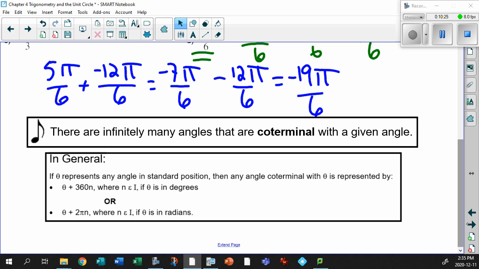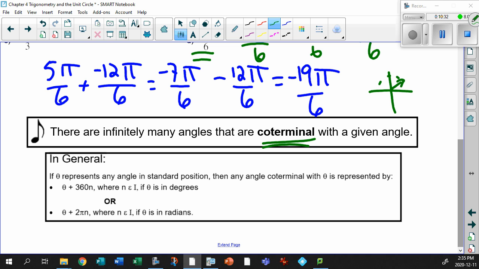In general, there are infinitely many angles that are coterminal, because think of the spinner. The spinner can go round and round in a circle for a long time, right? Infinite, for this given angle. So how do we do this? We have to remember, in degrees, we add 360 n, where n is some integer. In radians, we add 2 pi n, where n again is some integer. It always seems to be a multiple of either the degrees or the radians.